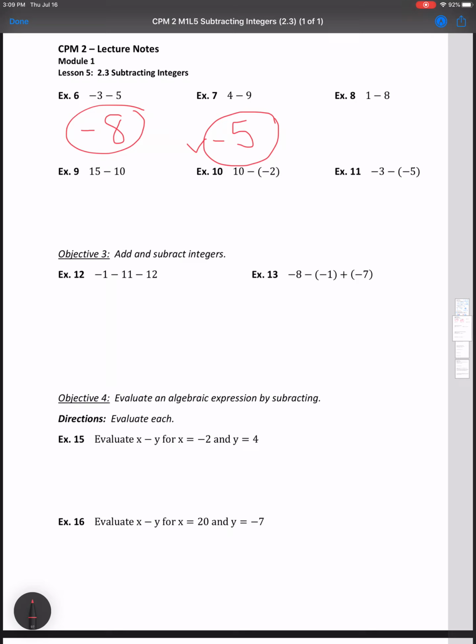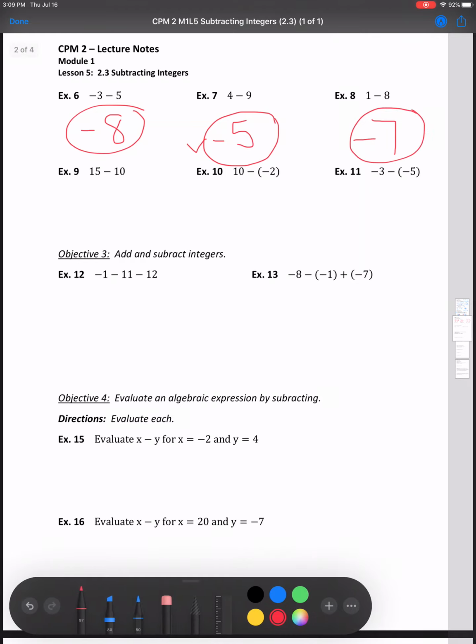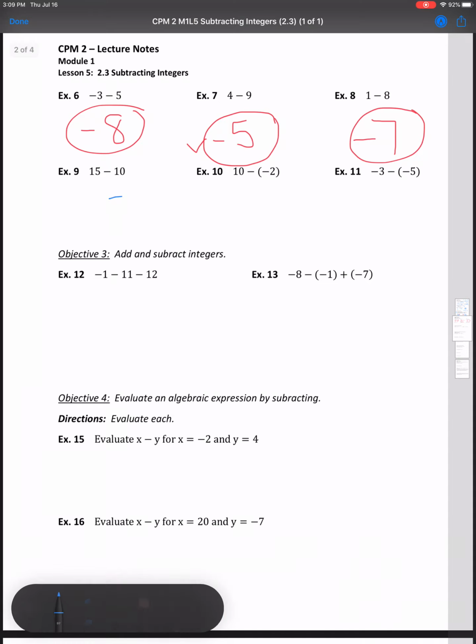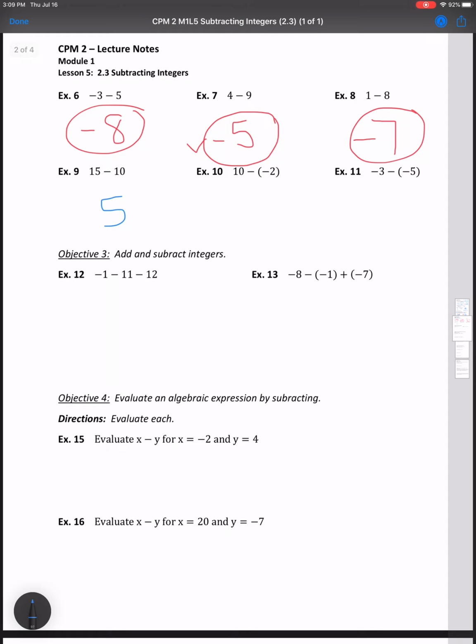Okay, example 8, 1 minus 8, same sign or different? Different, right? So we're going to subtract, keep the sign of the larger. Okay, check out example 9, 15 minus 10, same sign or different? Different. So subtract, keep the sign of the larger. 15 is larger than 10. What's in front of 15? A positive.